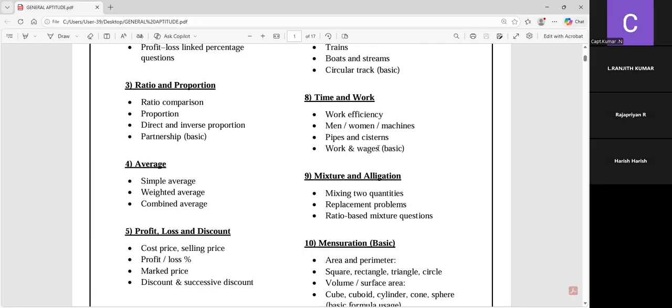Eighth one, very simple, very simple. For example, a person doing some work with respect to some time. So how much work is done in a particular time frame? How many people are required to complete the work? This and all we are going to see in the time and work chapter.